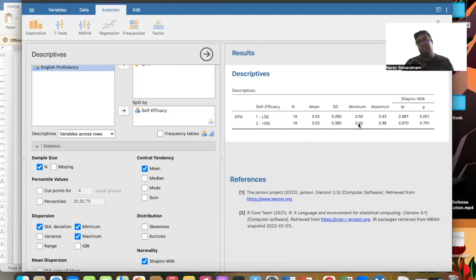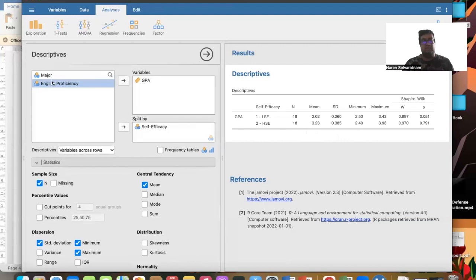But the minimum GPA here is 2.50. But if you notice higher self-efficacy, the minimum is 2.40. Maximum here is 3.43. Here 3.98. Okay, that's fine. I'm going to get English proficiency here as well.